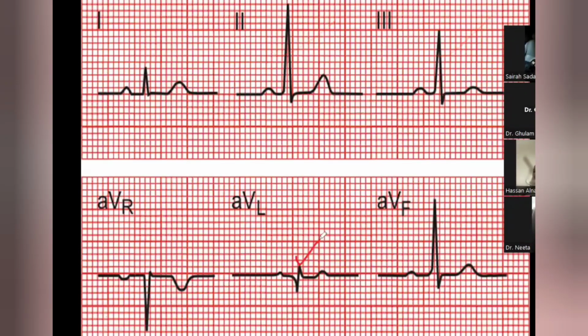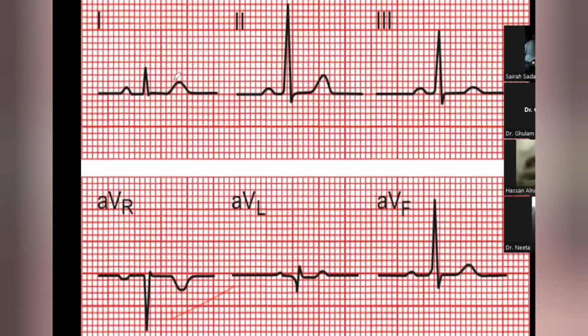Okay, this is also positive deflection. What do you understand by positive deflection? Positive deflection means R wave will be tall and S wave will be short. So we will call it positive deflection. And when there is a small R wave and a deep S wave, we will call it a negative deflection.